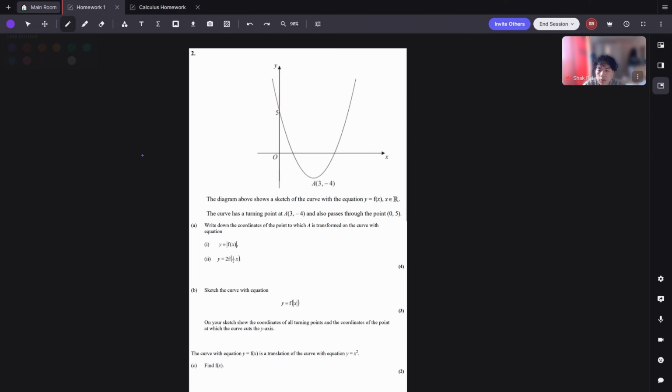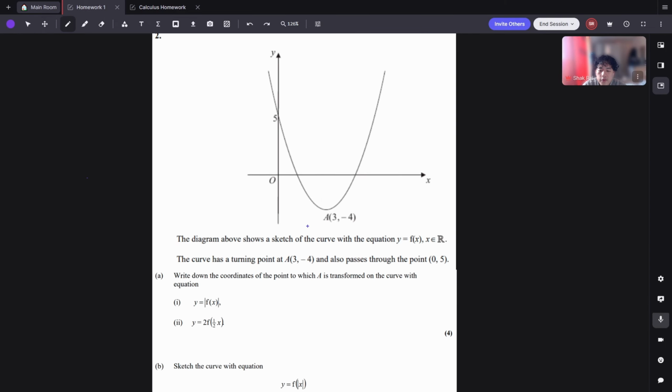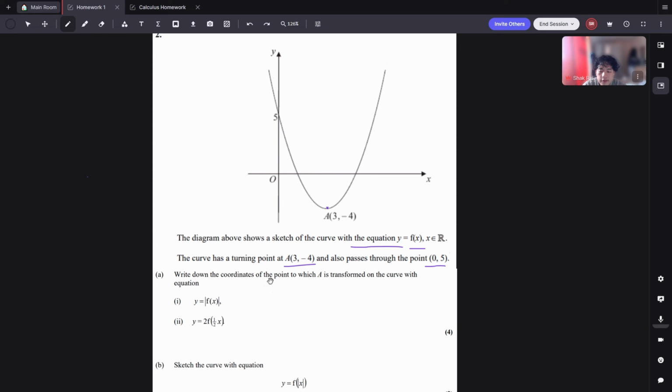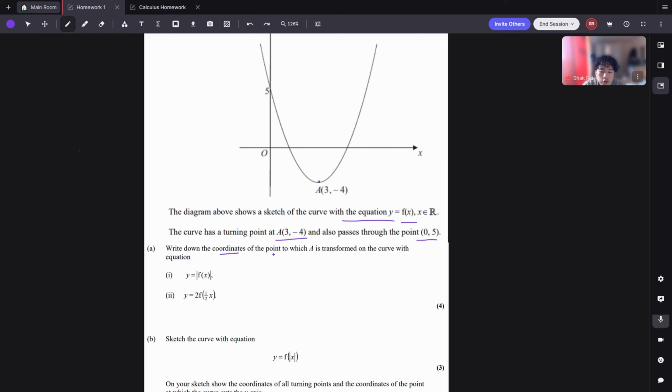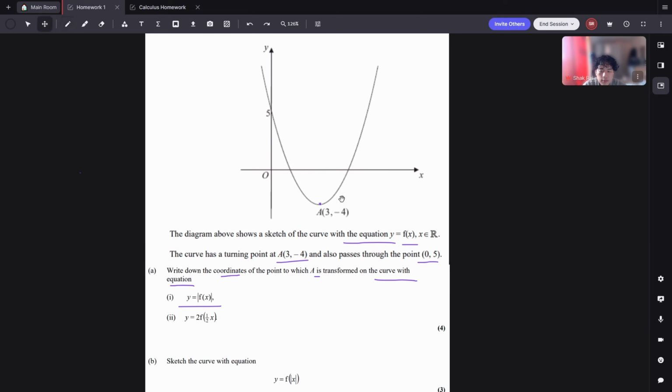Cool, nice. Okay, next question. The diagram above shows a sketch of the curve with the equation y equals f of x. The curve has a turning point at A, 3, minus 4 and also passes through the point 0, 5. We need to write the coordinates of the point which A is transformed to on the curve with the equation y equals the modulus of f of x. Well, this is super simple. All that happens is the negatives turn positive, so it bounces up like that, and that's pretty much all this is.